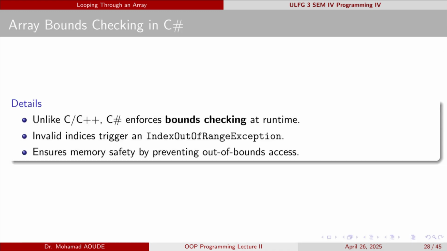One major advantage of C# compared to older languages like C or C++ is automatic bounds checking. Whenever you access an array, C# checks at runtime to ensure the index is valid. If you mistakenly go out of bounds, C# throws an index out of range exception, protecting memory safety. This built-in protection helps prevent common bugs like buffer overflows.